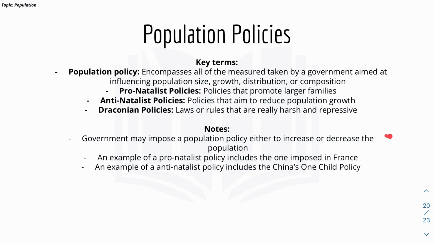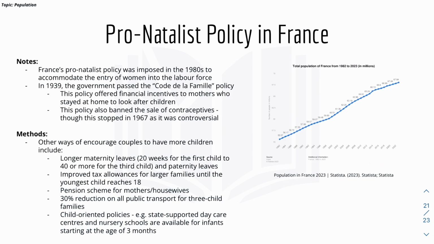And here are some notes right here, where the government may impose a population policy either to increase or decrease the population, depending on if it's pro or antinatalist. An example of a pro-natalist policy includes the one imposed in France, and antinatalist includes the one imposed in China, which is called China's one-child policy. And we'll look into those two right now.